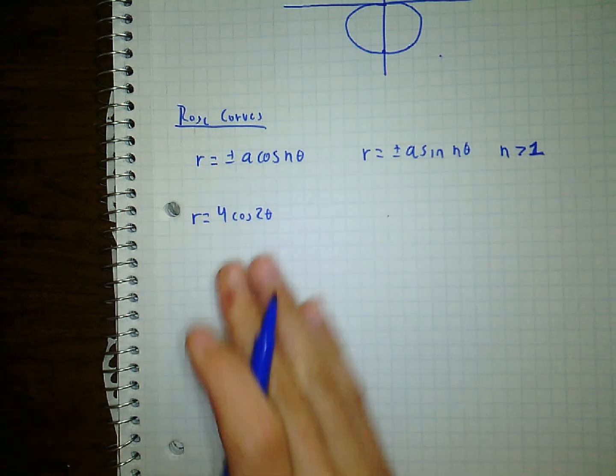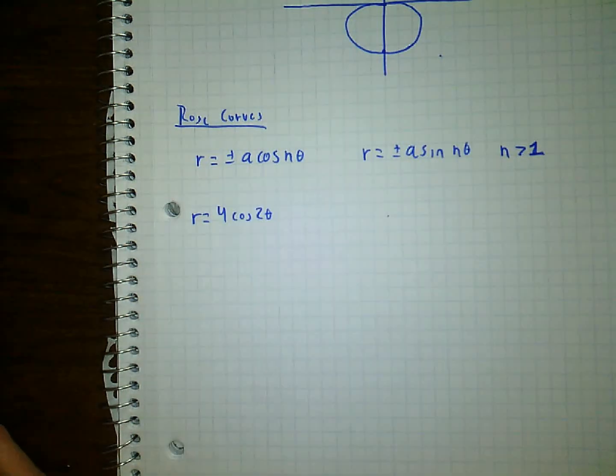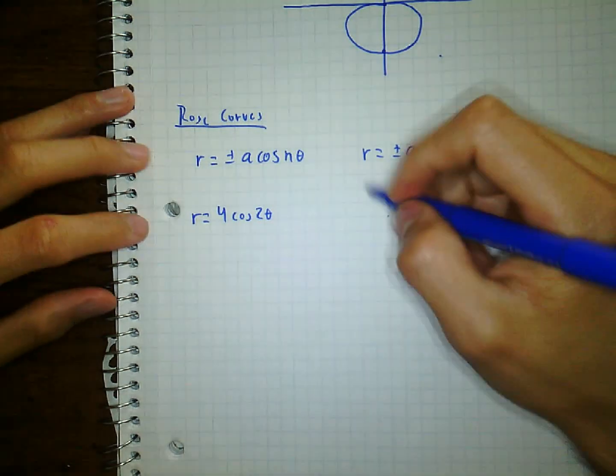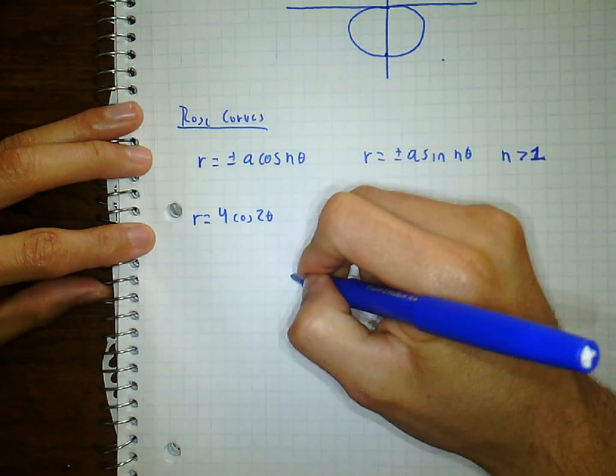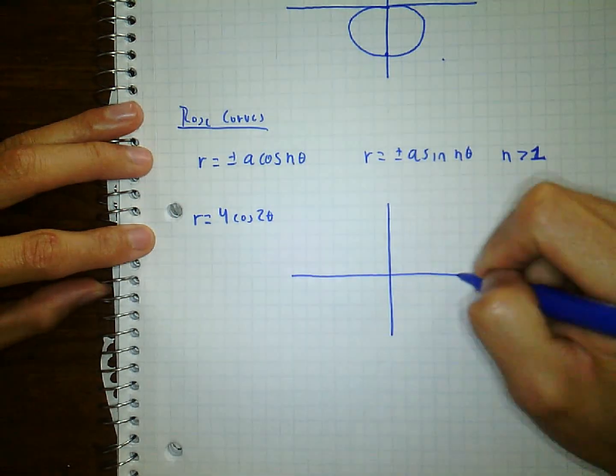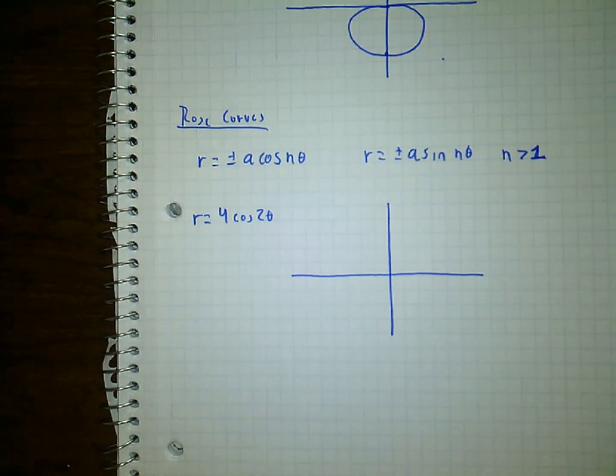Now I know it's a rose because it has that form. You're going to have your notes available to look over. So I'm going to do the same thing we were doing earlier, which is just plug in some values and see what happens. I'm going to start out with the easy values: 0, 90, 180, 270, 360. Okay. So let's go ahead and start out with that.